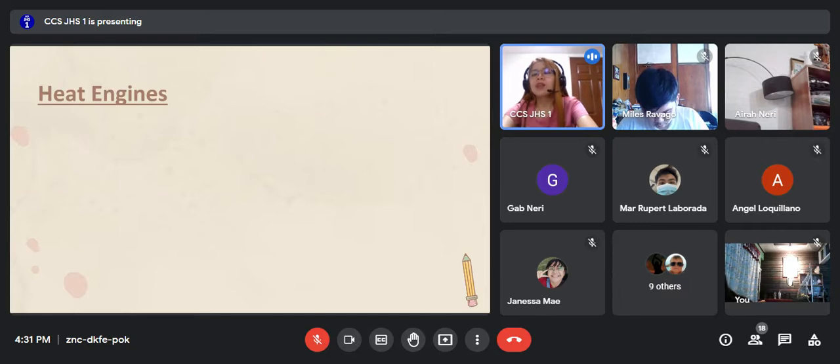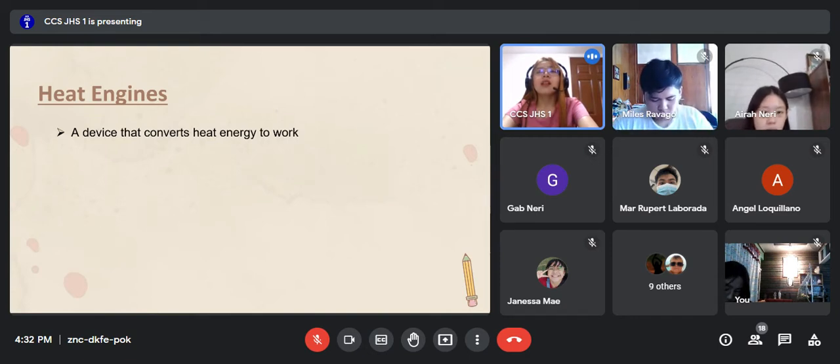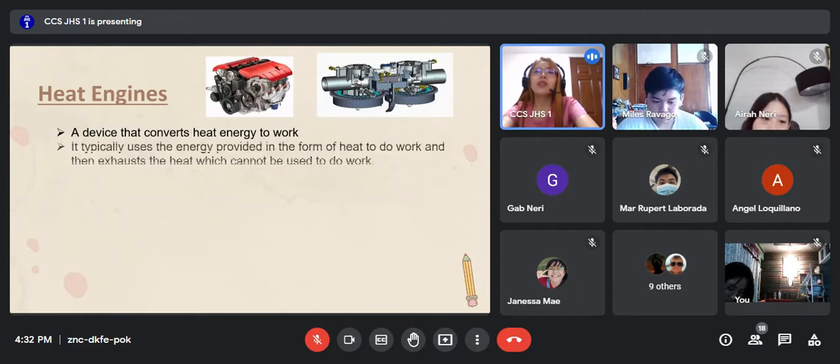Since our topic is about heat engines, let us understand what a heat engine is. A heat engine is a device that converts heat energy to work. What are examples of heat engines? Car engines like gasoline, diesel, and petrol engines, and we also have steam engines, like the locomotive trains, the trains with exhaust or smoke. You may have seen them in Thomas and Friends. Trains today don't use that anymore since it contributes to pollution. So these are examples or photos of engines.